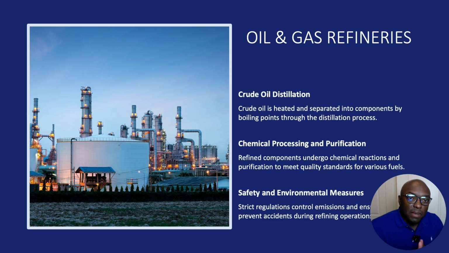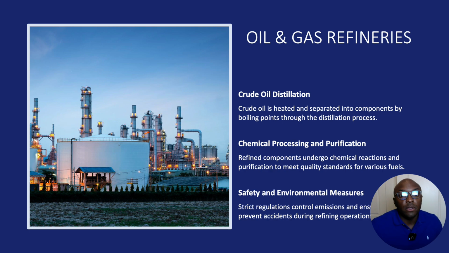Oh yeah, the big money maker, oil and gas refineries. Guys, oil and gas refineries are industrial facilities that process crude oil into various useful products such as gasoline, diesel, jet fuel, and lubricants. The process begins with distillation. All right, this is where all the magic happens. This is where the crude oil is heated and separated into different components based on their boiling points. These components are then further treated through chemical reactions and purification steps to meet specific quality standards.